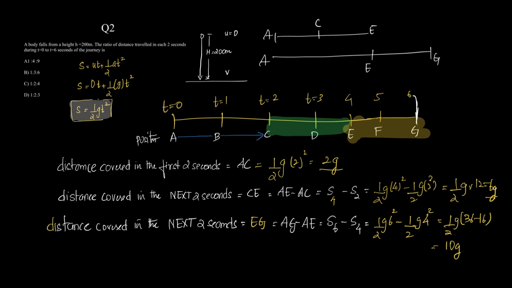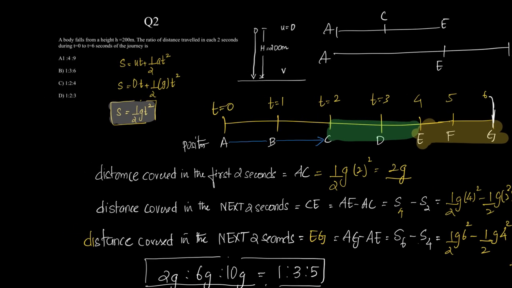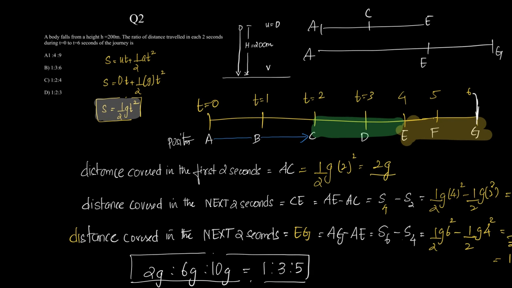Now let us look at the ratio. What is the ratio? It is 2g is to 6g is to 10g, which is equal to 1 is to 3 is to 5. So the correct option here would be, there's a minor error in the option here. It's not 1 is to 3 is to 6. It is 1 is to 3 is to 5.